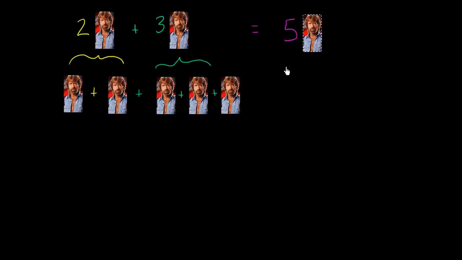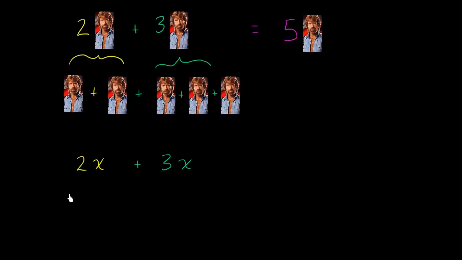Now let's get a little bit more abstract here. Chuck Norris is a very tangible thing, so let's go to a little bit more traditional algebraic notation. If I have 2x's, and remember, 2x is 2x's or 2 times x, and to that I were to add 3x's, how many x's do I have?